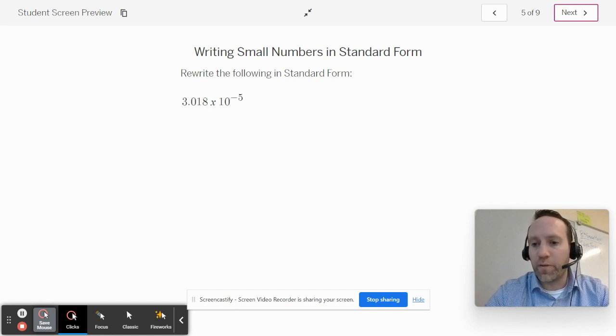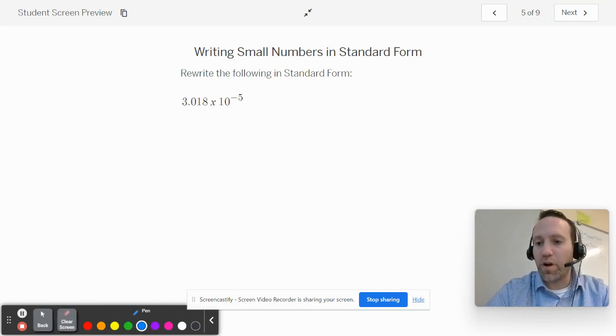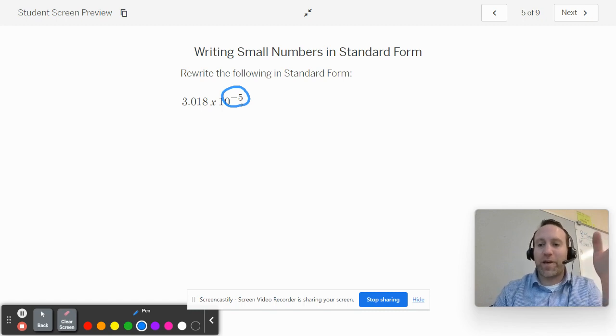Okay, let's rewrite the following into standard form. Now, this is a negative exponent. So before, when we saw it was a positive exponent, we moved the decimal to the right. When we're talking about a negative exponent, again, this does not make the answer negative. We just learned about negative exponents. It means it's something over a fraction, right?